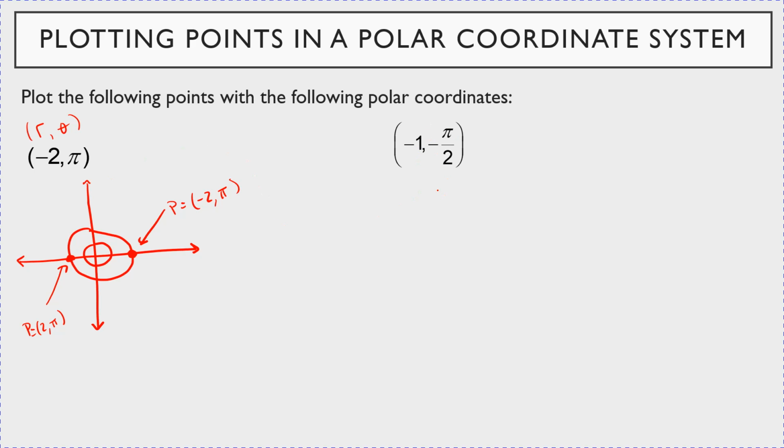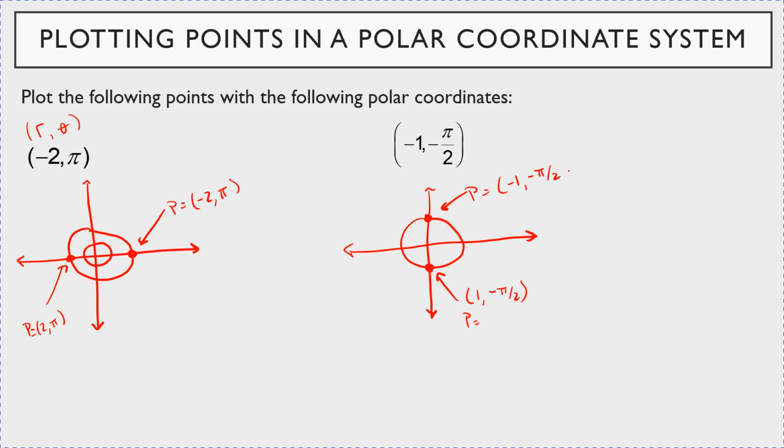All right, so let's try this one here. I just need a circle with radius 1. I'm going to start by going to the angle. Negative pi over 2 is here. But this point right here would be the point 1 comma negative pi over 2. So -1 would be 180 degrees in the opposite direction, right here. So this is the point P, which is -1, negative pi over 2.